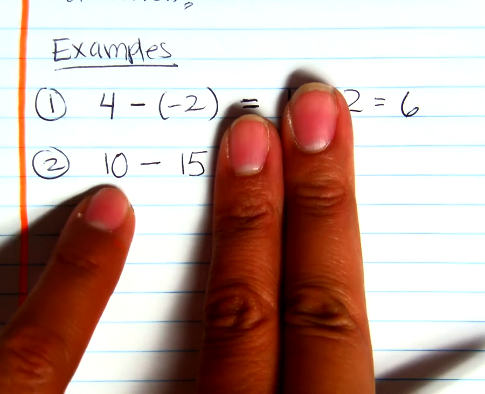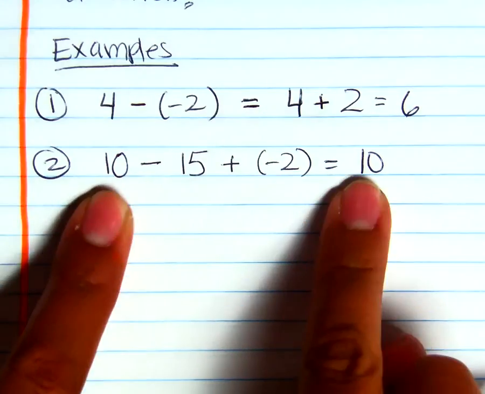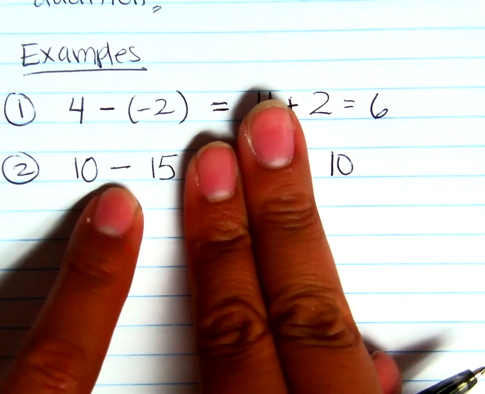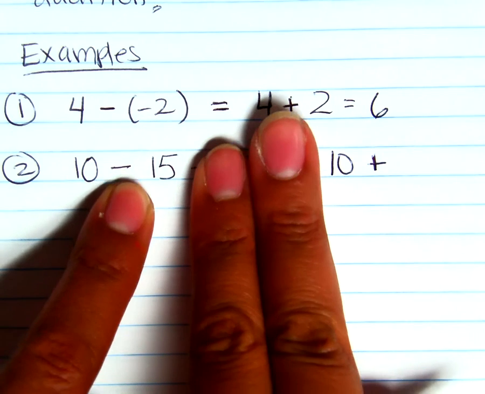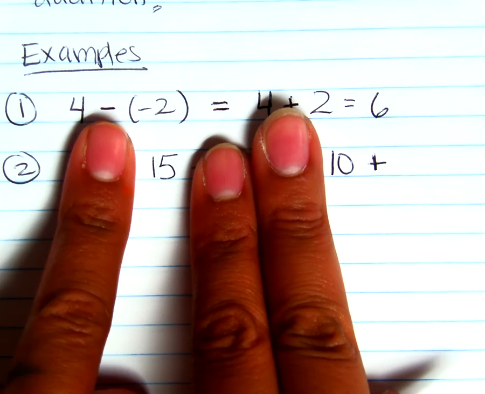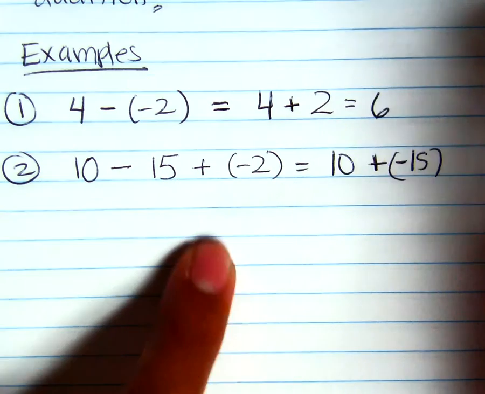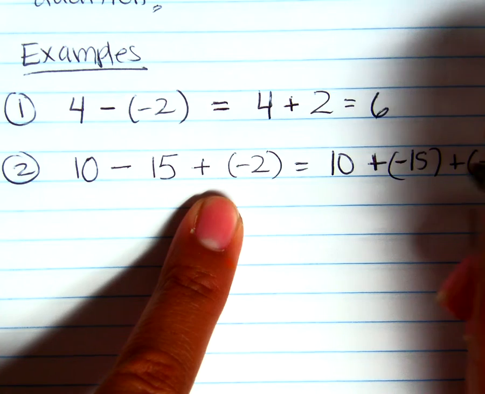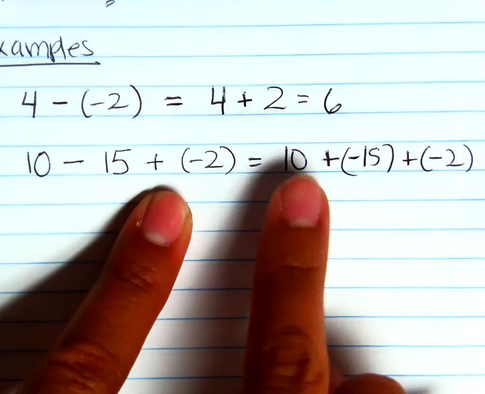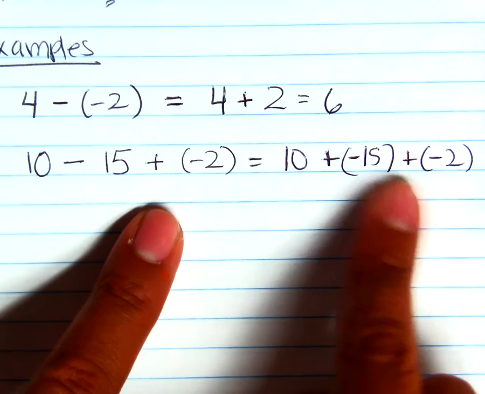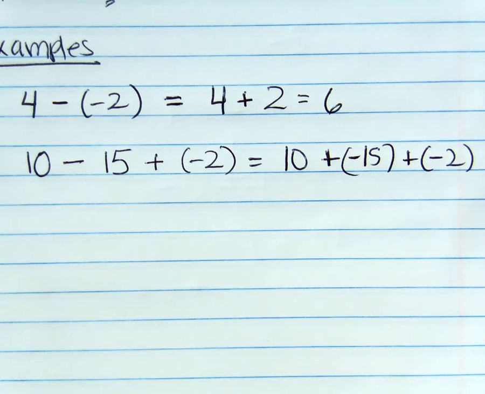So what do we do with the 10? Keep it. So we're going to keep the 10, right? So I rewrote it over here. What do we do with the negative? Turn it into addition, right? So instead of subtraction, it's addition. And then what do we do to the 15? Make it into a negative. So 10 plus a -15. And we still had plus a -2. Do you guys see how now we have all plus signs? Now we can go back to what we were doing last week.